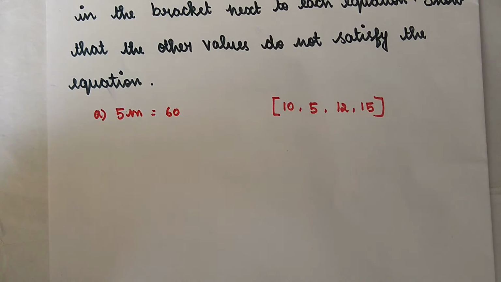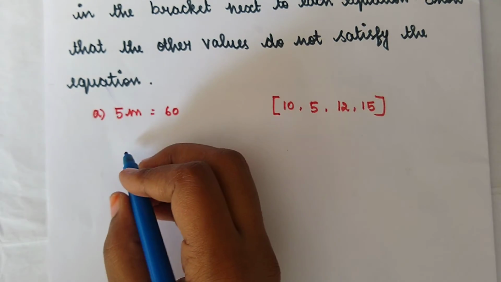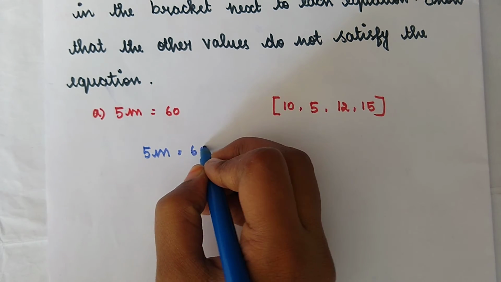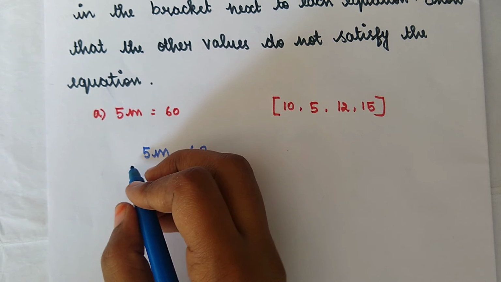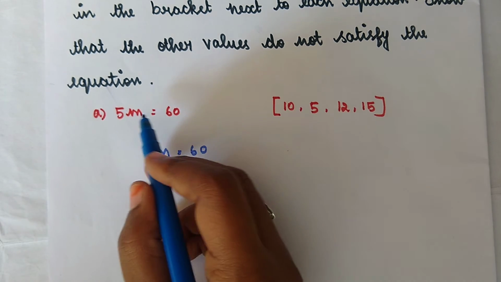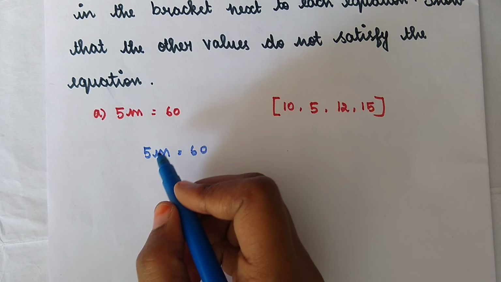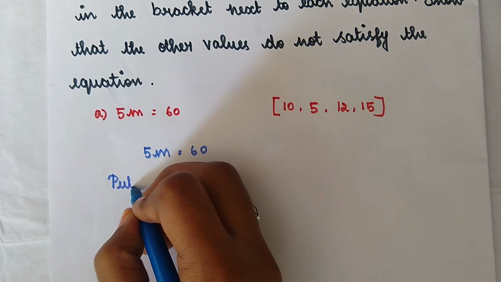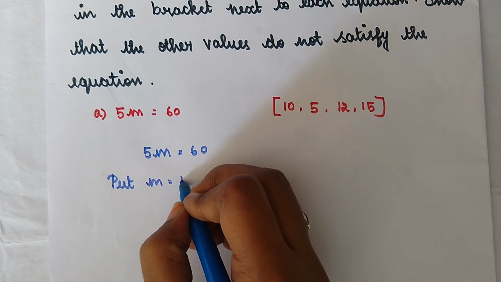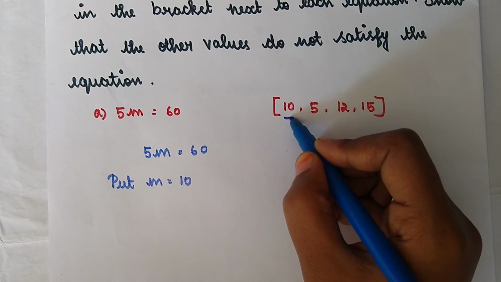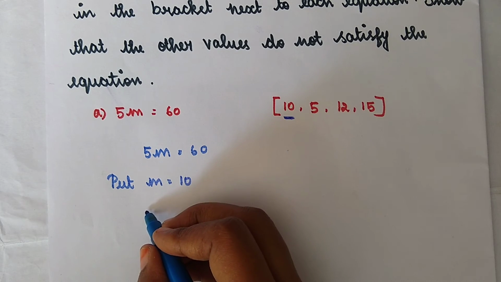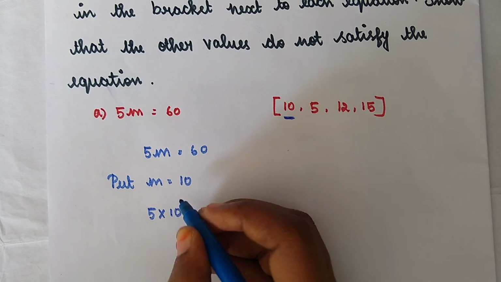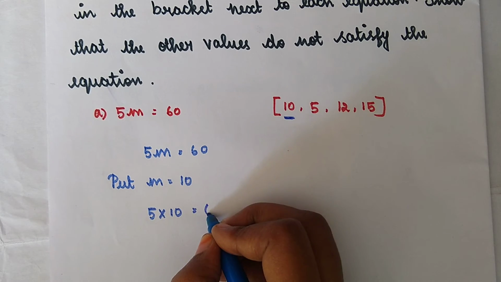Okay, first let me take the first number. First write the equation, 5m equal to 60. What is the next step? Putting the values in the left side, we get, first value, let me put m equal to 10. Here m is 10. So 5 into 10 equal to 60.